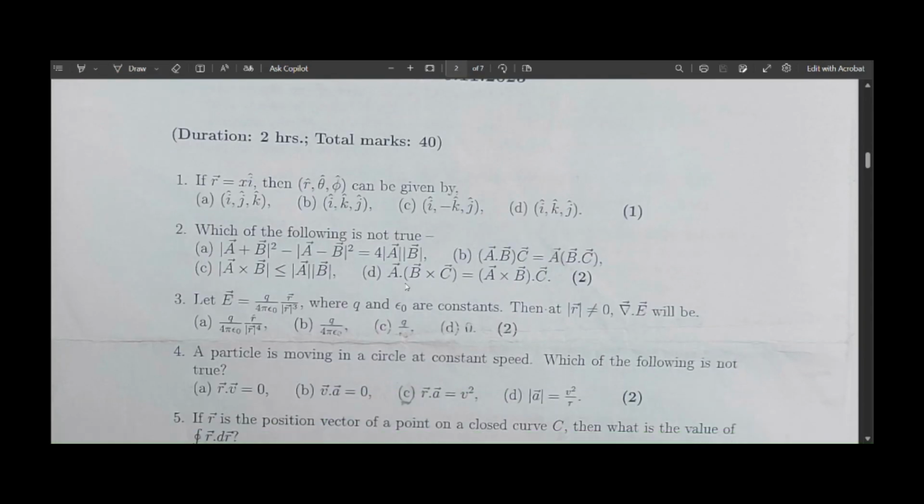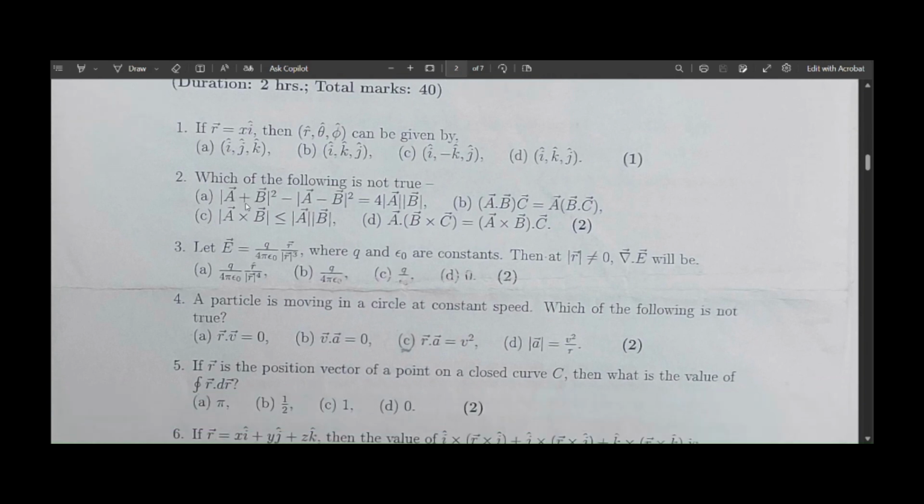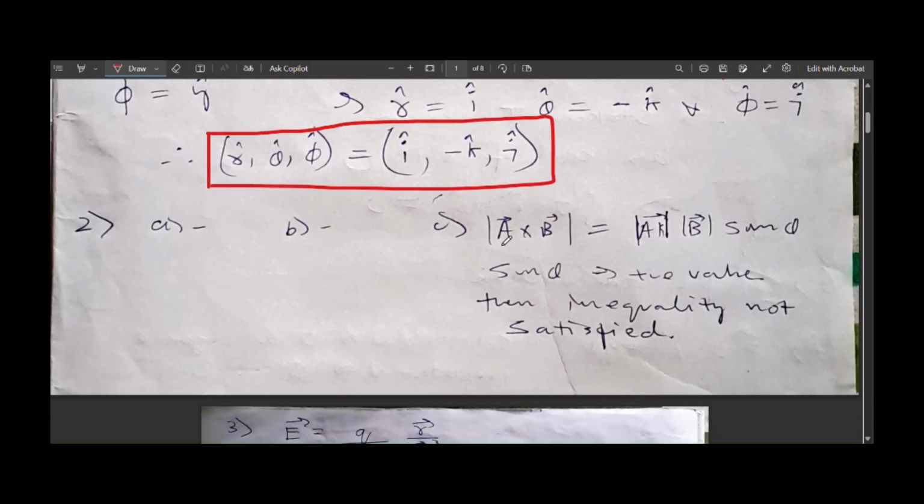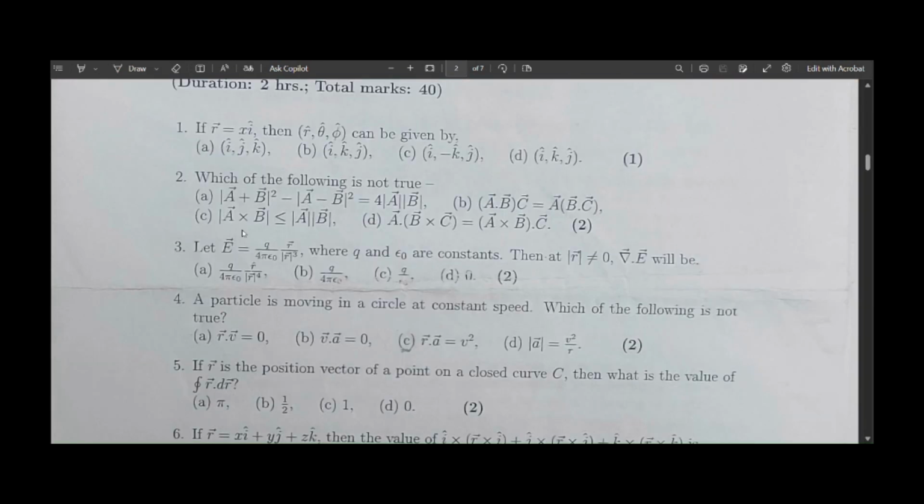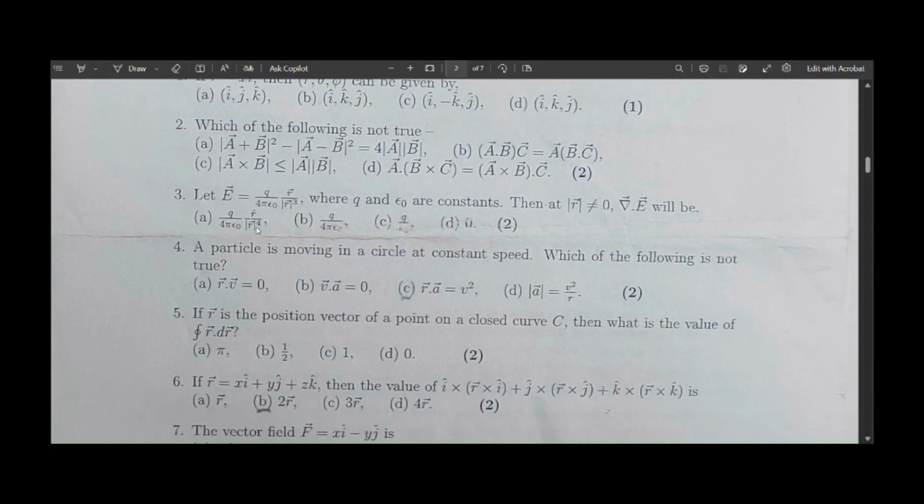Next question is also very easy. We have to just compute all this, and after computing we can find out that the option C, a cross b is ab sin theta. Sin theta can be any positive value, and a cross b may be greater than a into b, as there is an extra sin theta term here. But here it is written a cross b is less than a and a into b, which is false.